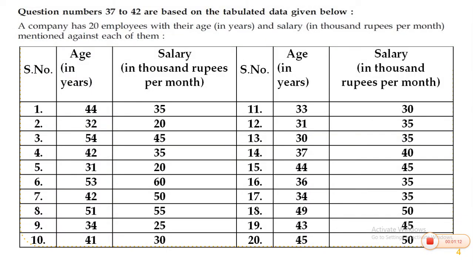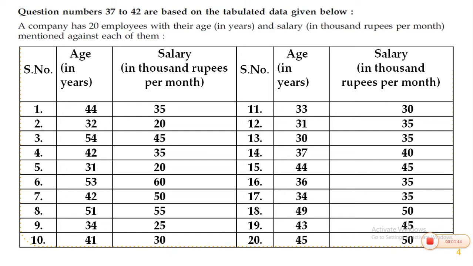This is question number 37 to 42 based on the tabulated data given below. It is a detail of 20 employees with their age in years and salary in thousands mentioned against each of them. That is the given box. You can see in this box serial number from 1 to 10 and serial number from 11 to 20. That means totally 1 to 20 employees. The salaries are there in the box, and also the ages are there in the box.